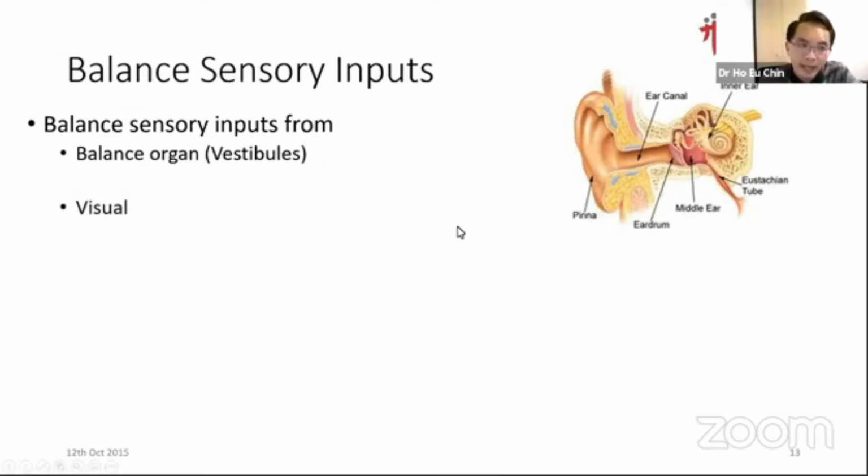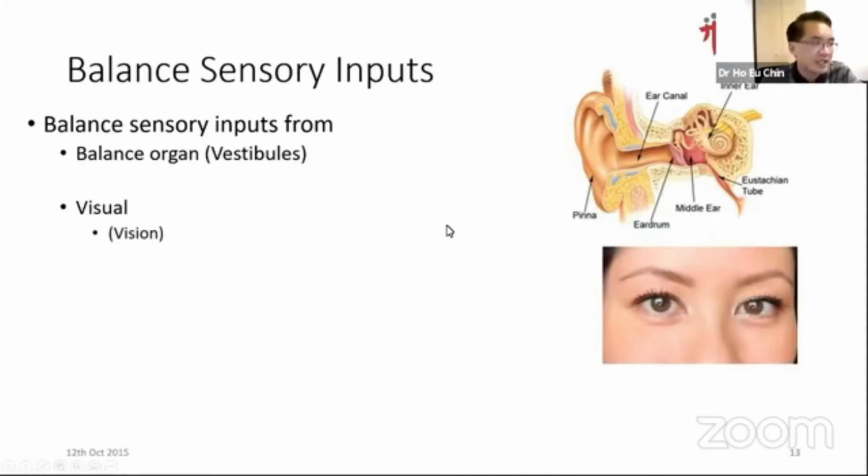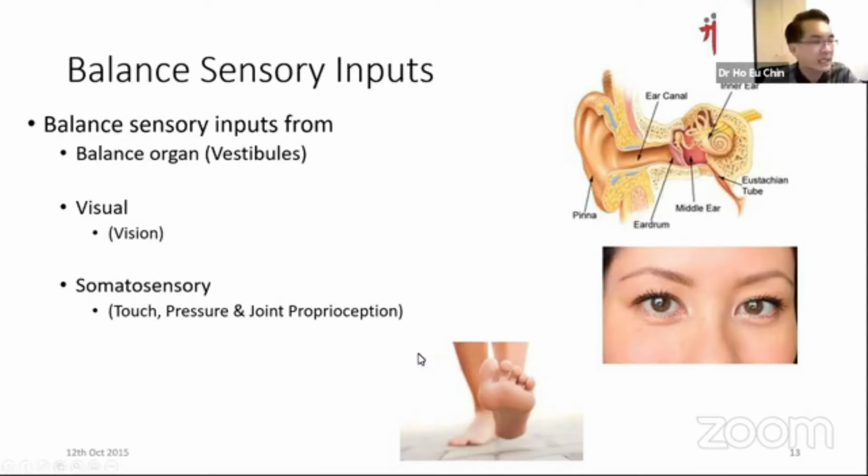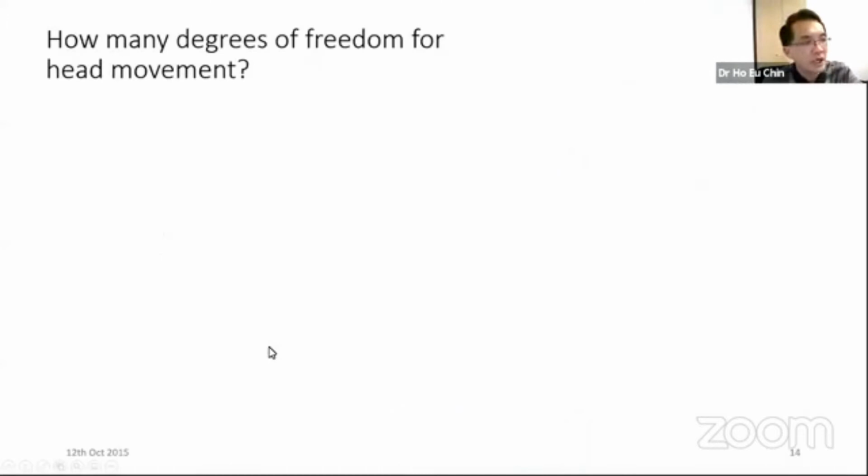We also get our sense of balance from visual feedback, what we can see, right? And importantly, somatosensory, it simply means touch, pressure, and joint proprioception, meaning that we have little sensors in the joints, especially in the ankles and feet, the legs, and also the neck and back that tell us where we are.